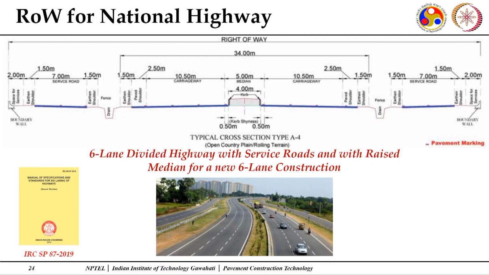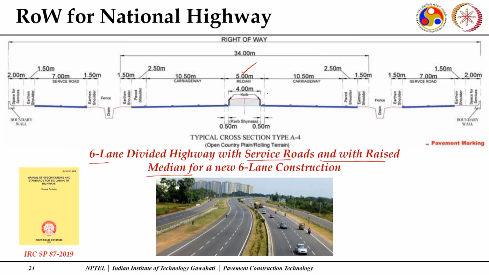Now, this is another picture. What sections I am showing are the ones recommended by the Indian IRC guidelines. Here it says a 6 lane divided highway with service roads and with raised median. Earlier I showed a depressed median, this is a raised median. Here, as I said, a preferable width of a raised median is 5 meter. So, this raised part is 4 meter, and then kerb shyness of 0.5 meter. Effectively, you have given 5 meter for your medians.